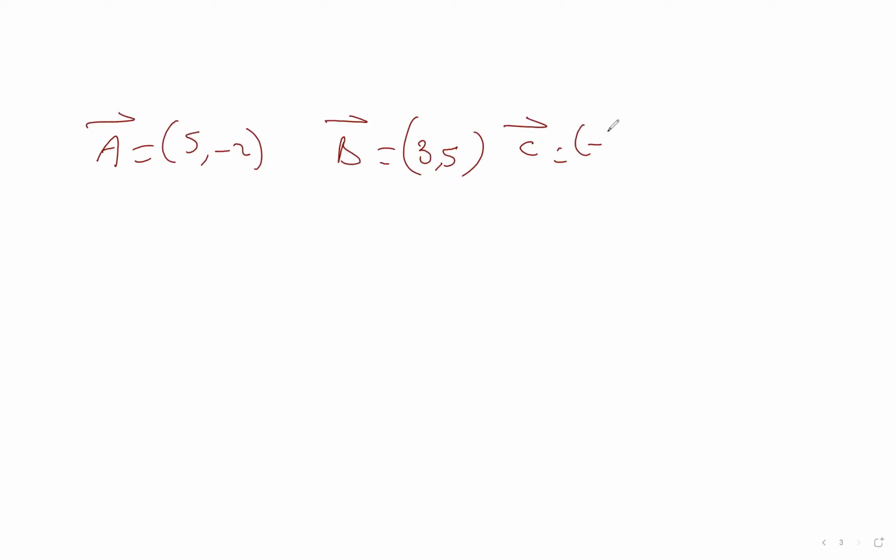What about vectors? If you have vector A equals (5, -2), vector B equals (3, 5), vector C equals (-1, 4). You need to find the norm of AB plus BC minus 2AC, for example. Okay.